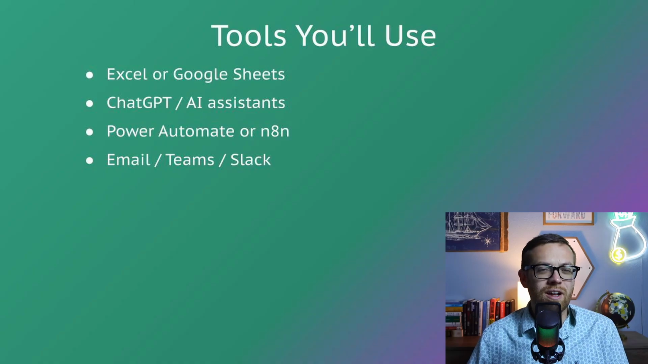The tools in this course are intentionally boring, and that's a feature, not a bug. You'll use Excel or Sheets for transparency, AI assistants for reading, summarizing, and reasoning, and simple workflow tools to move data and deliver outputs, with results going where Treasury already works, like email, Teams, Slack, and shared folders. There are no exotic architectures and no fragile dependencies.